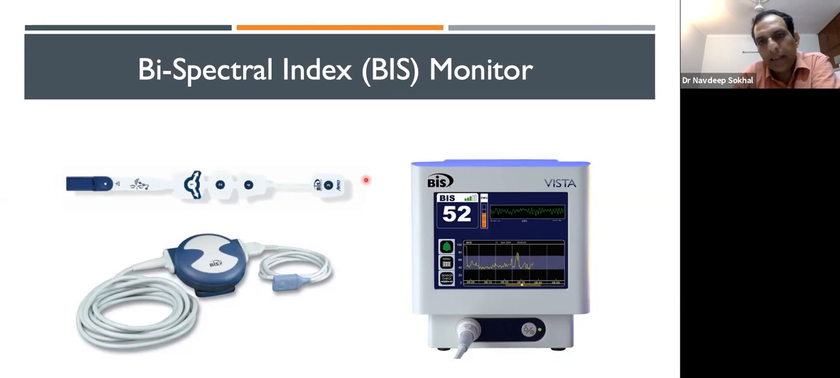Now, this is a number. This is a dimensionless number, 52. This is the base value or base index. Here you can see the electrode, which has got four, and there's a sensor, 1, 2, 3, 4. This is called base sensor, having four electrodes. 1, 2, this is the third one, this is the fourth.